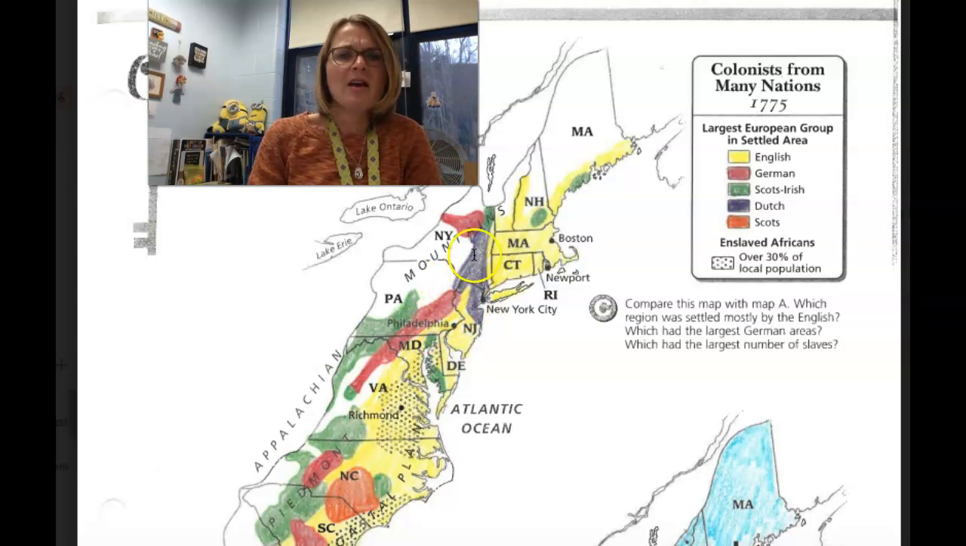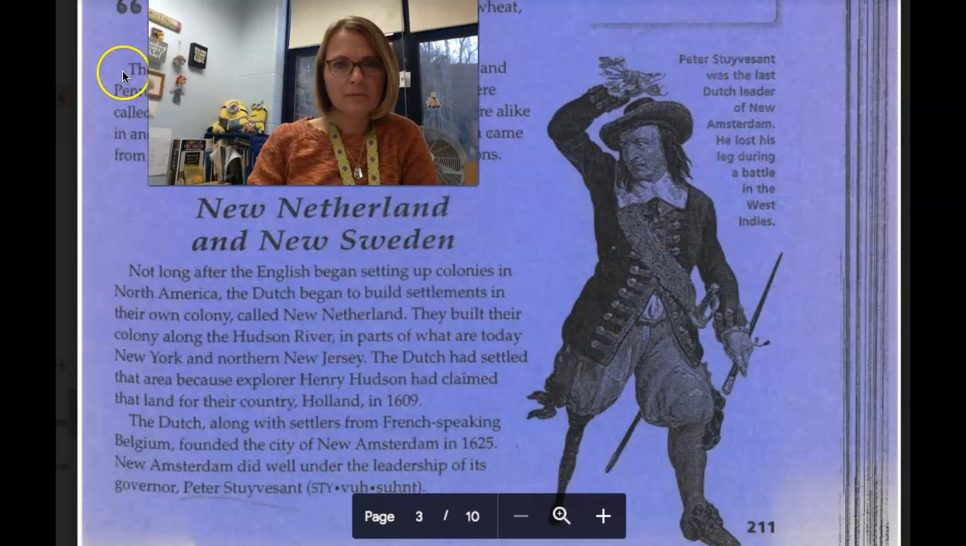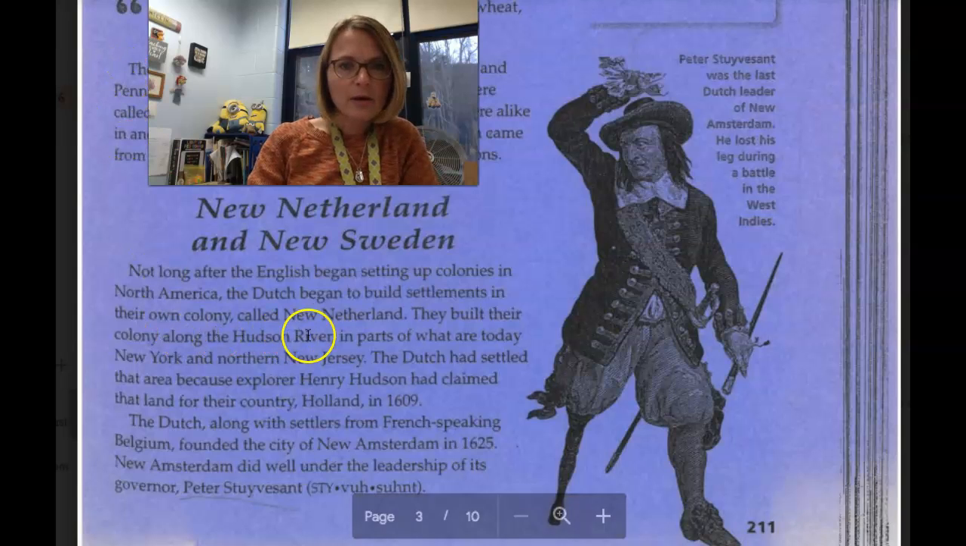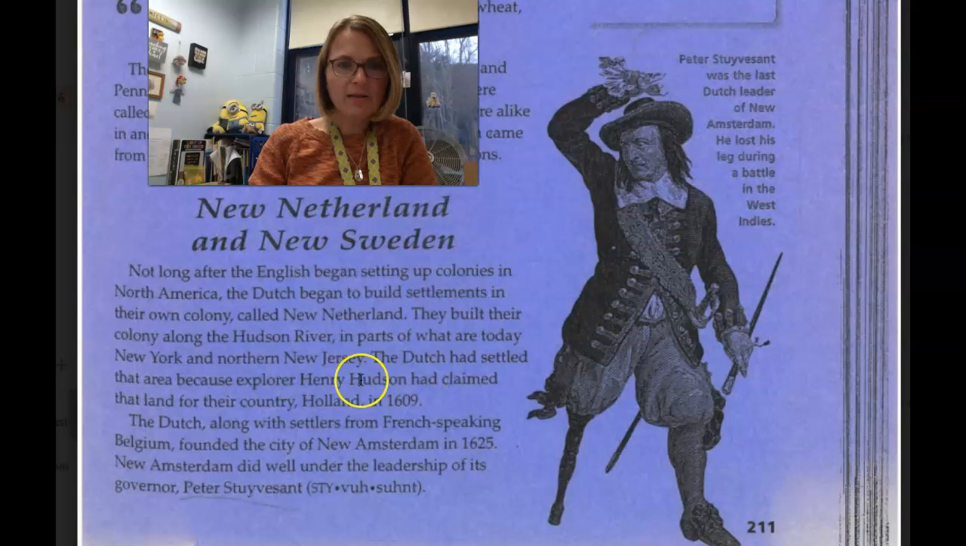That makes sense. Of course, now I'm thinking, well, these are the 13 English colonies. So if the Dutch settled in New York and New Jersey, how did they become English colonies? That's what I need to know now. All right, let's continue. The Dutch had settled the area because the explorer Henry Hudson had claimed the land for their country, Holland, in 1609. Okay, got it. So New Netherland is the Dutch, and they're from Holland.